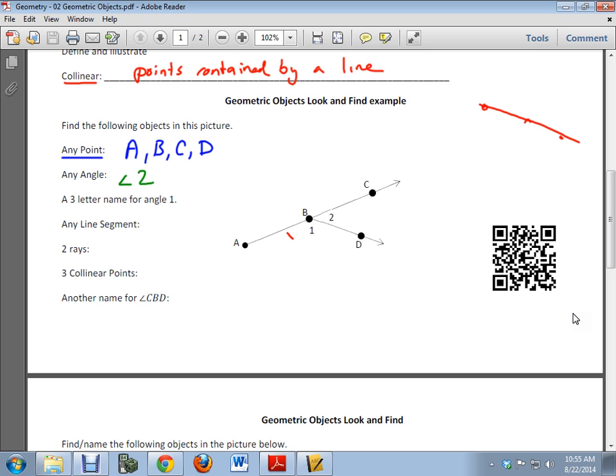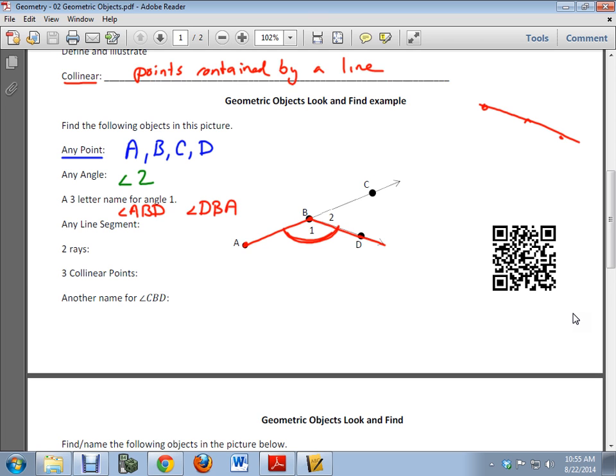So first we've got to find angle 1. Well, here's angle 1. And I need to find a 3-letter name for that angle. So that's going to start here, go to B, and then go to D. It doesn't matter that it continues on forever. The angle itself is angle 1. And we can call this either ABD or we could call this angle DBA.